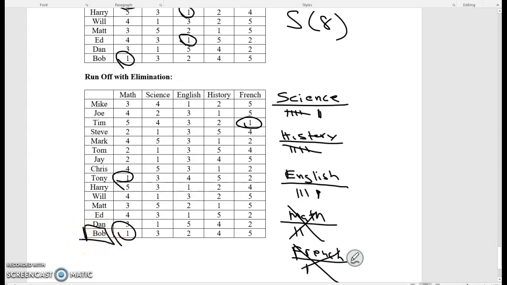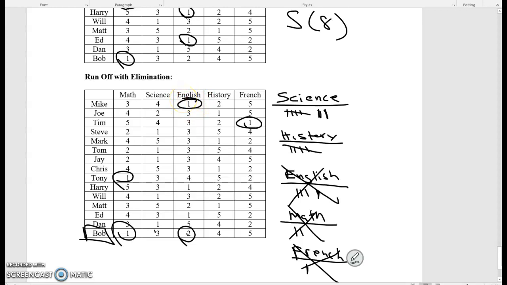What's the problem? English is now my last first place vote getter. So now I'm going to redistribute Bob's English vote to science. His next rank is science. And now I need to give away the 3 first place English votes.